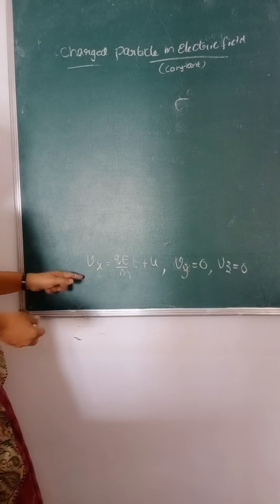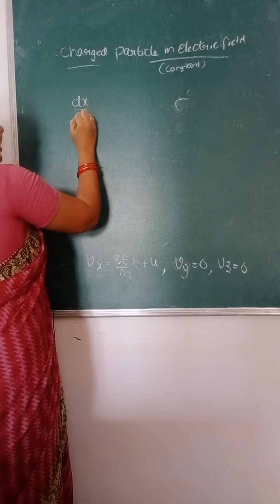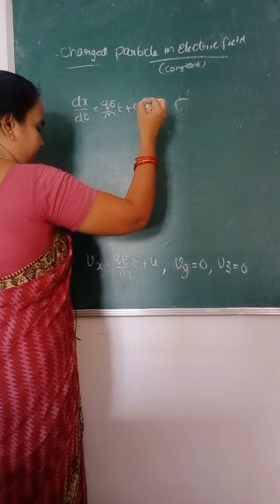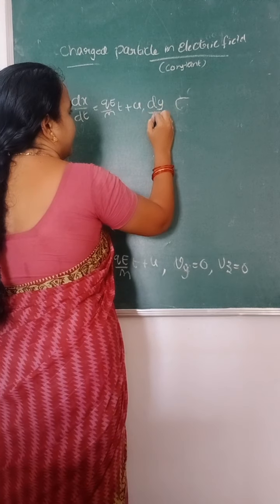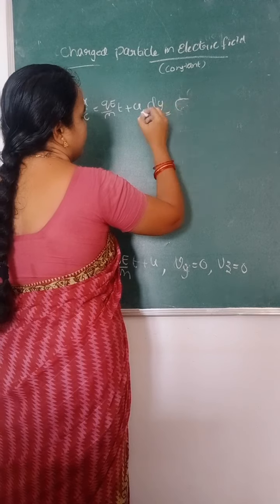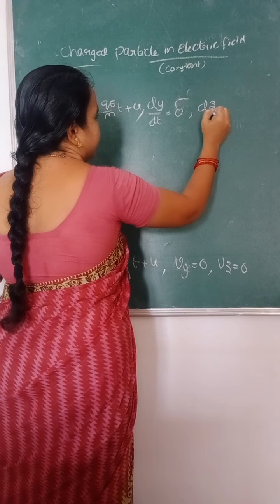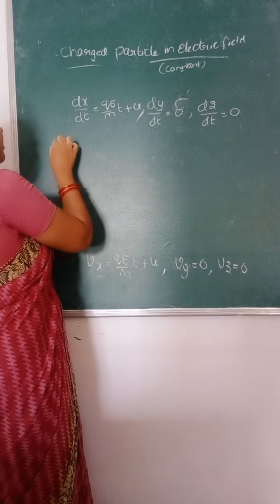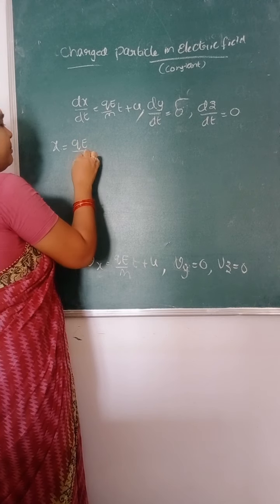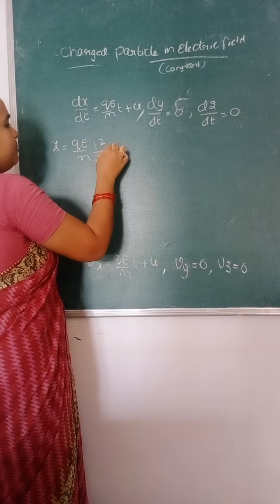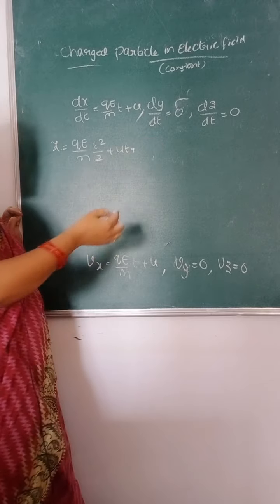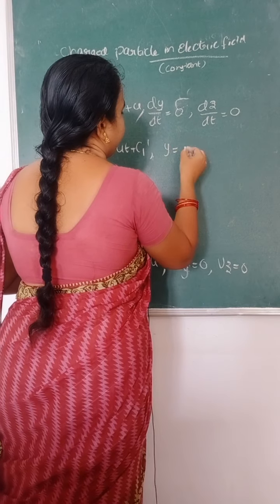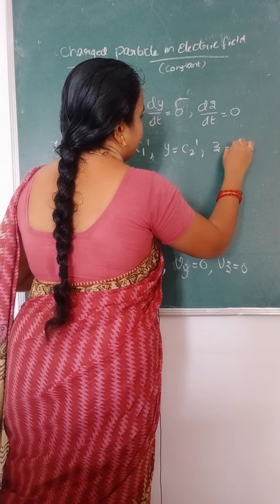By integrating again, what is dx by dt? dx by dt is equal to QE by M into t plus u, and dy by dt is equal to 0, dz by dt is equal to 0. Then upon integration, x is equal to QE by M into t square by 2 plus ut plus some another constant called c1 dash, and y is equal to c2 dash and z is equal to c3 dash.